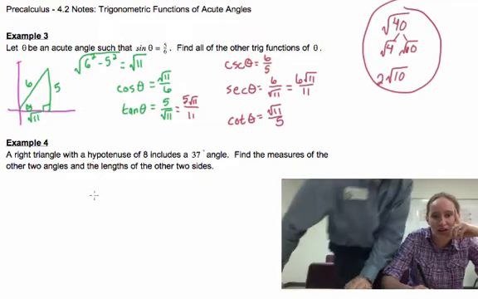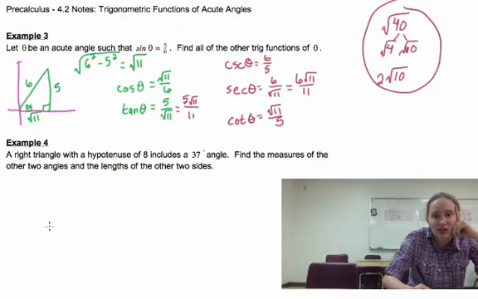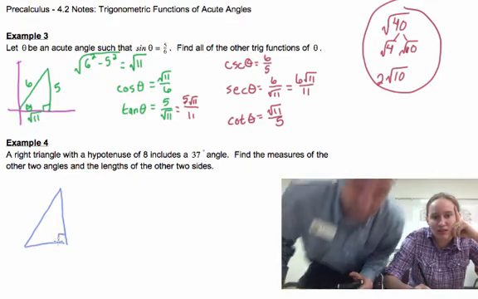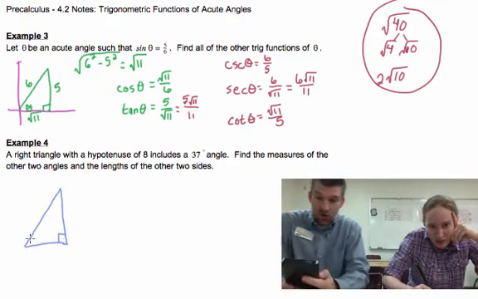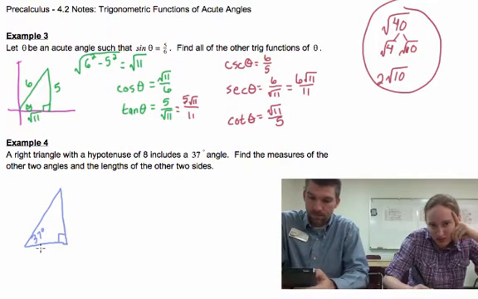Okay, a right triangle with a hypotenuse of 8 includes a 37-degree angle. Find the measure of the other two angles and the length of the other two sides. Make sure your calculator's in degree mode. It really doesn't matter which angle we label as 37 degrees, just that we label one.